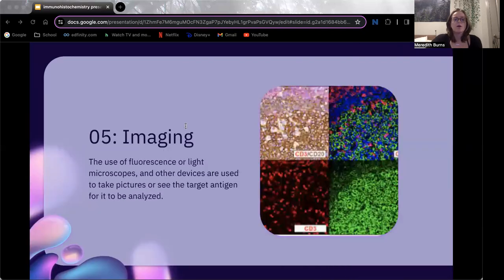Lastly, there's imaging, which is the use of fluorescence and light microscopes and other devices that are used to take pictures and to see the target antigens for it to be analyzed, quantified, or even just to admire.